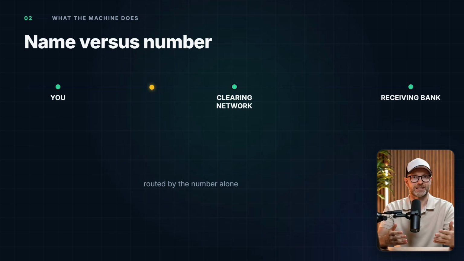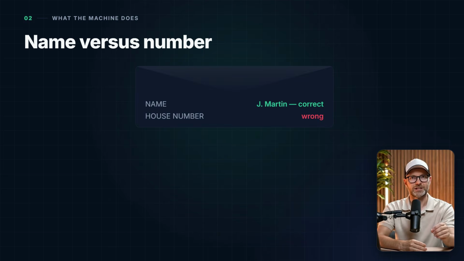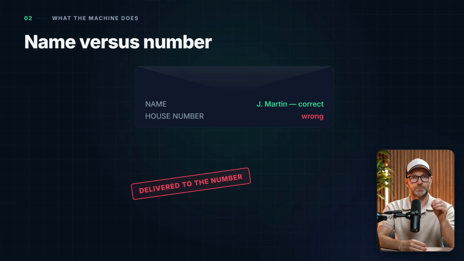Your bank passes that instruction to a clearing network, which routes it by the number alone. The receiving bank looks up the number, finds an account, credits it. Nobody stops to read the name, so there are only 2 outcomes. The number matches nothing and the payment bounces, or the number matches something and the payment lands. There is no third branch where a computer notices you slipped. Picture the right name on an envelope and the wrong house number. The postman delivers to the number.